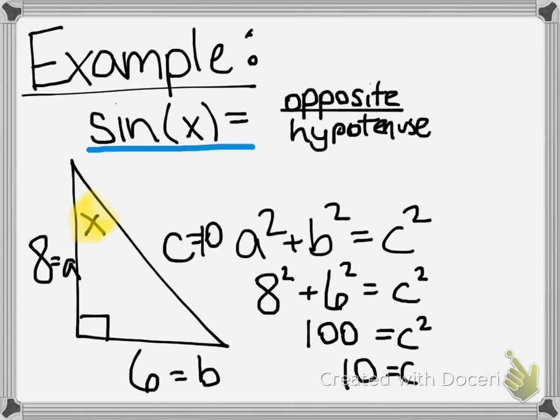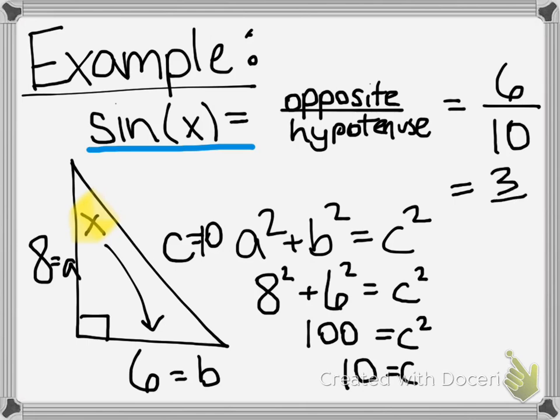And now that we know that, we're able to go back to the main question, what is sine of x? If sine of x is the opposite over hypotenuse, we know opposite, we have the 6, and on our hypotenuse, we have length 10. But are we finished? Not quite yet, because this fraction can be reduced. So we have to go through and reduce the fraction, and so we'll get 3 over 5 as our final ratio for the sine of x.